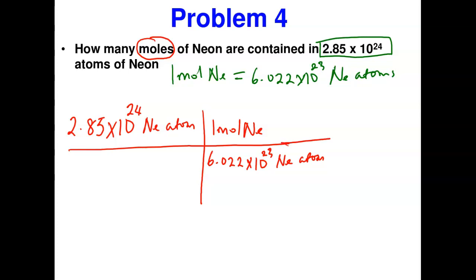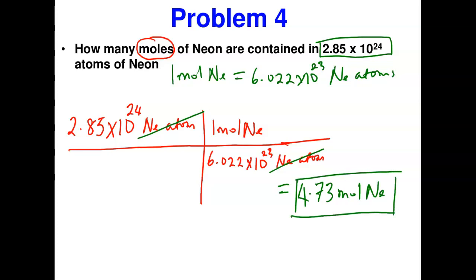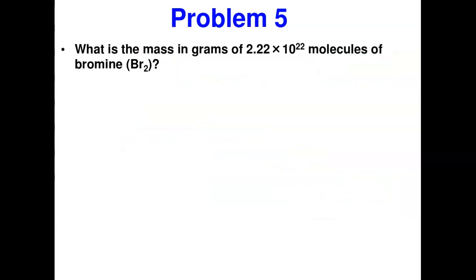And then again, I cancel. You look at it, neon atom cancels neon atom, and what I have left is moles of neon, and that's going to give me 4.73 moles of neon, and this becomes my answer. So we go to the next problem.